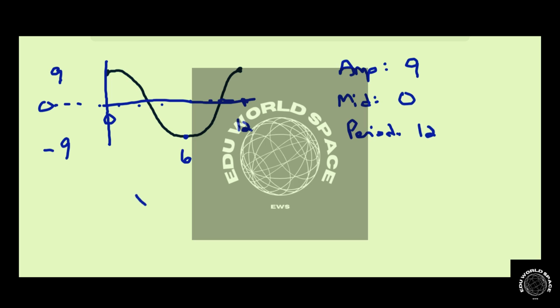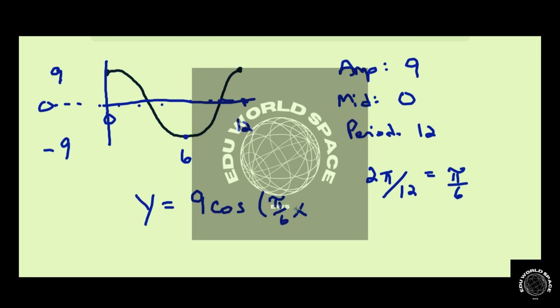So if we start at a high, that's a cosine function. The amplitude is 9. So 9 cosine. The period of cosine is typically 2 pi, but if we want the period to be 12, we have to adjust and scale by pi over 6 on x. We don't have to shift left or right, and we don't have to shift up or down. That would be it right there.